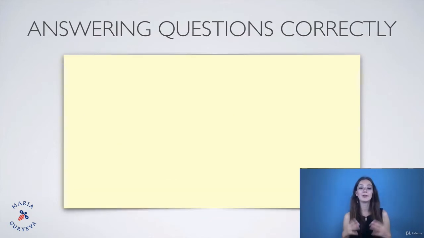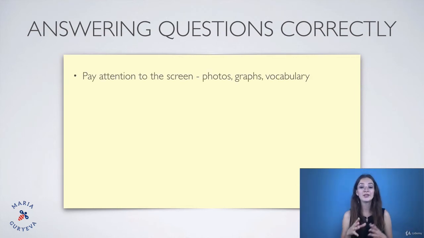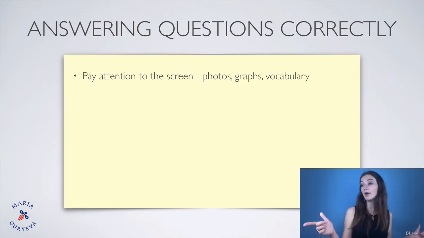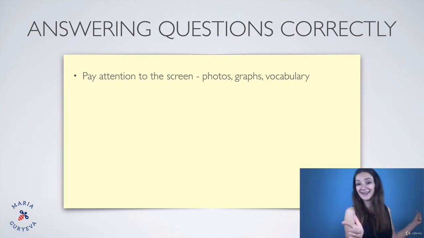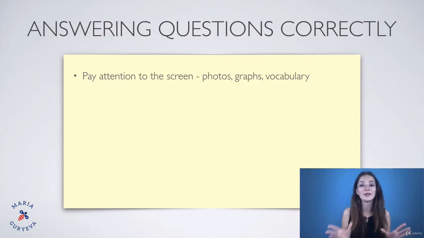So now let's talk about how you answer questions correctly. What other tips can you use? Pay attention to the screen. There are photos, graphs, and vocabulary. Usually you just see a photo of a speaker. If it's a lecture, then you see a professor with an open mouth saying something, and it gives you an understanding of what the professor looks like and what the class environment is. But sometimes while you're listening, you can see a graph instead of a photograph, or you can see some vocabulary written. For example, a professor wrote something on the board and you see that vocabulary appear on your screen.